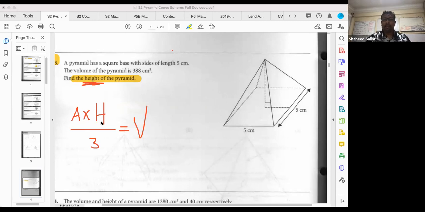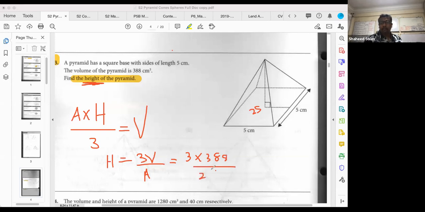So I leave the H here. Make sure you move all the rest around. You are supposed to get something like that. This is the formula. Can you get this? Then you put in 3 times volume divided by area. Area is not 5, please. It's 5 times 5, 25. Okay, it's 25, 5 times 5. So down here, 3 times 388 divided by 25. You're supposed to get 46.56.